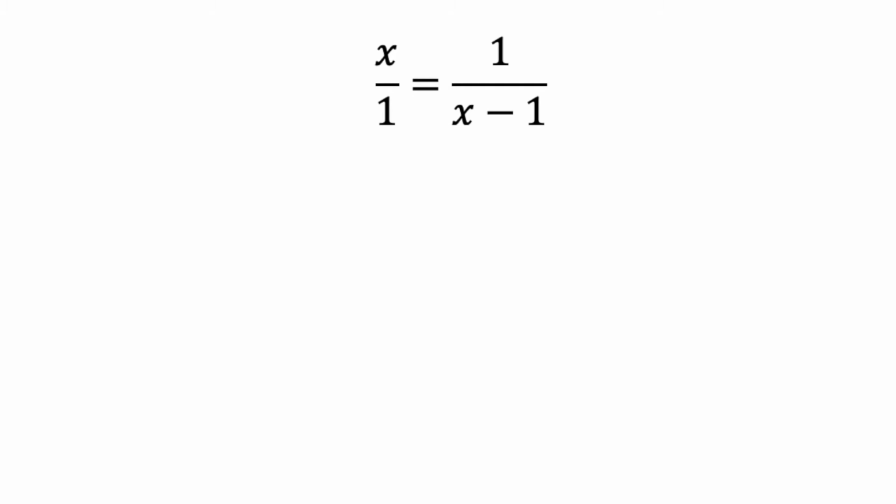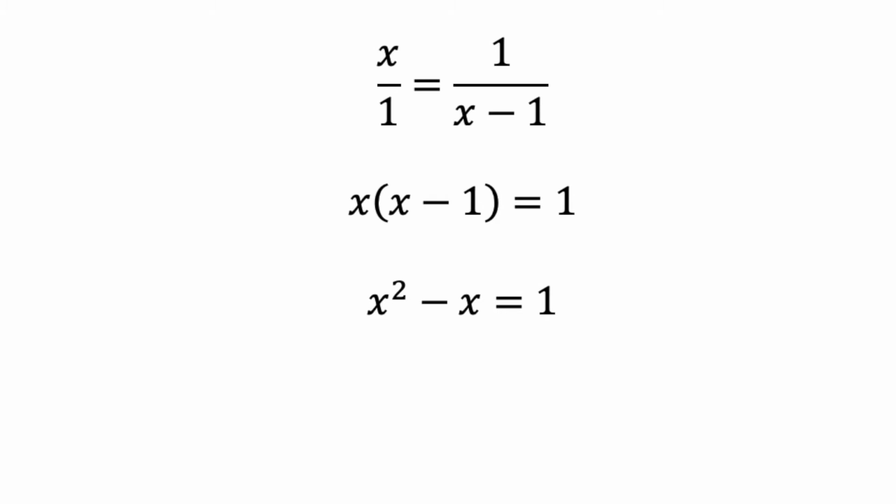We can set up a proportionality between the two rectangles by dividing the longest side by the shortest side. This gives us the following equation: x divided by 1 is equal to 1 divided by x minus 1. We can solve this equation by multiplying both sides by the least common multiple, x minus 1, and we get x times x minus 1 is equal to 1.